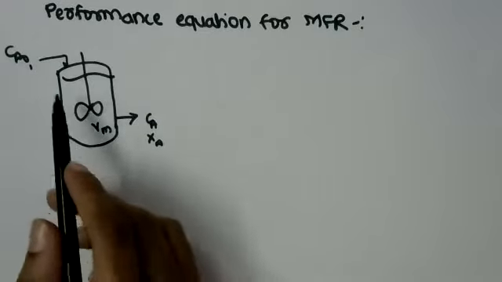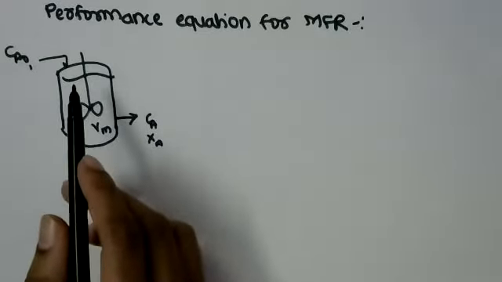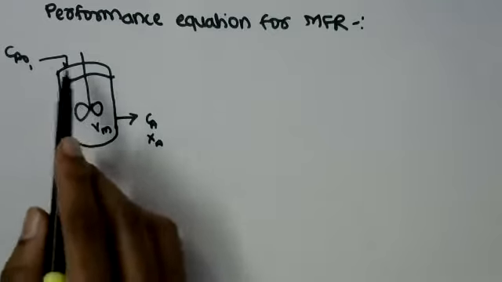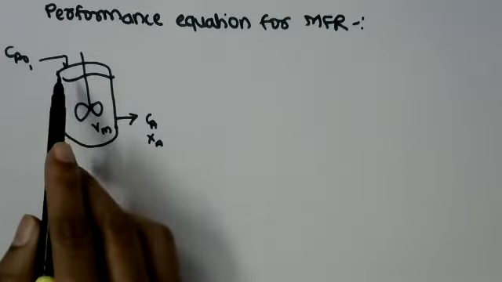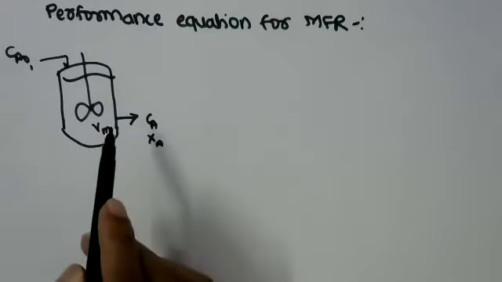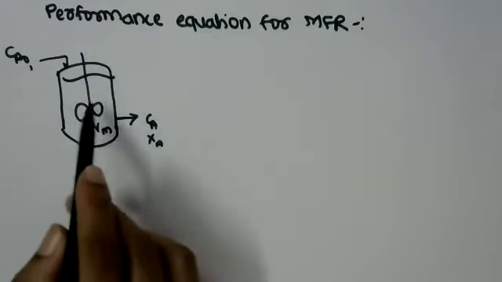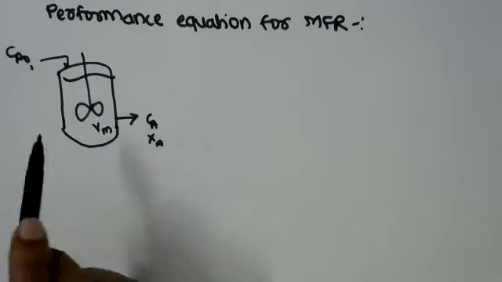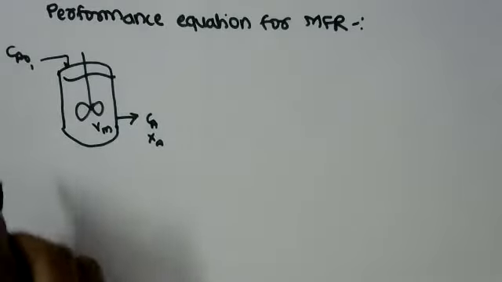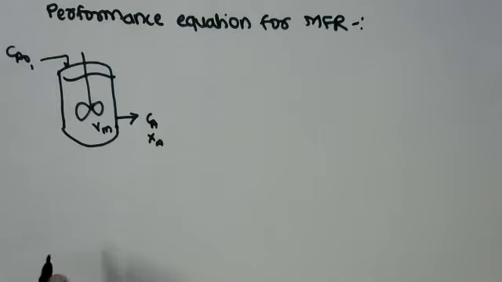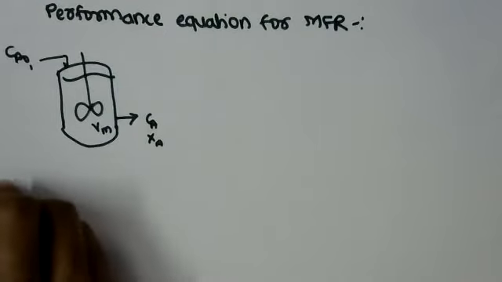So consider a reactor where there is a continuous inlet of the feed and continuous outlet of the product. There is an arrangement for agitation. Vm is the volume of the mixed flow reactor. So before we proceed further, let us try to understand.